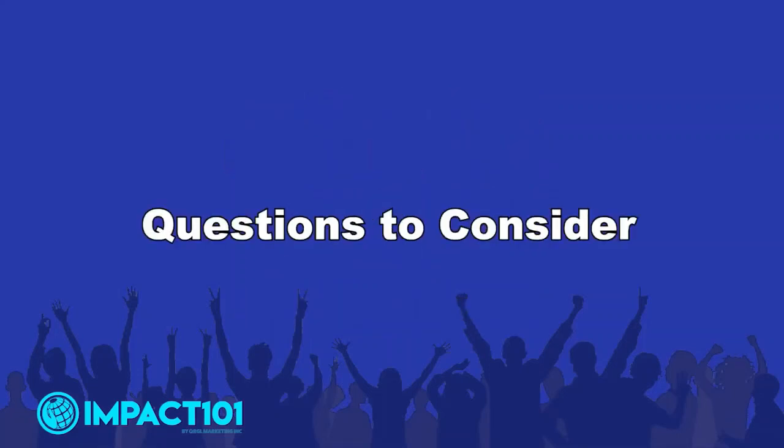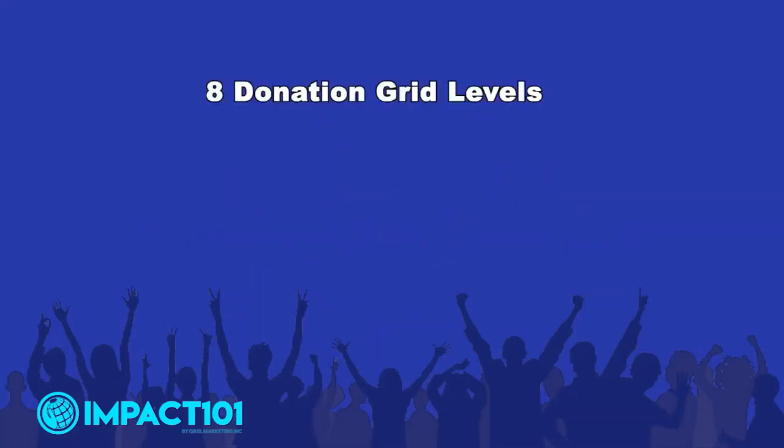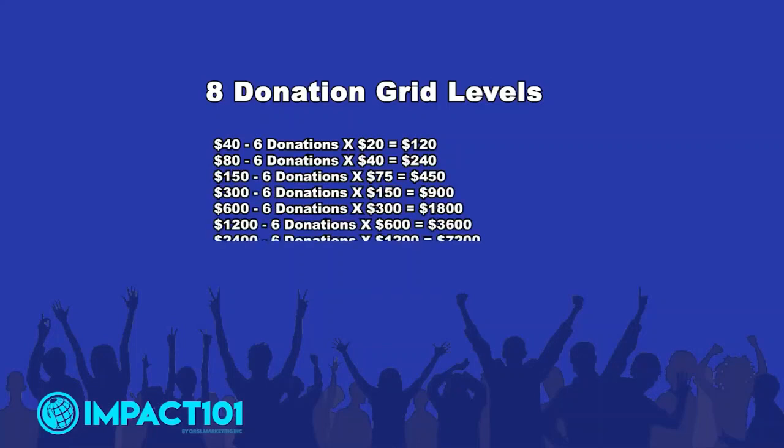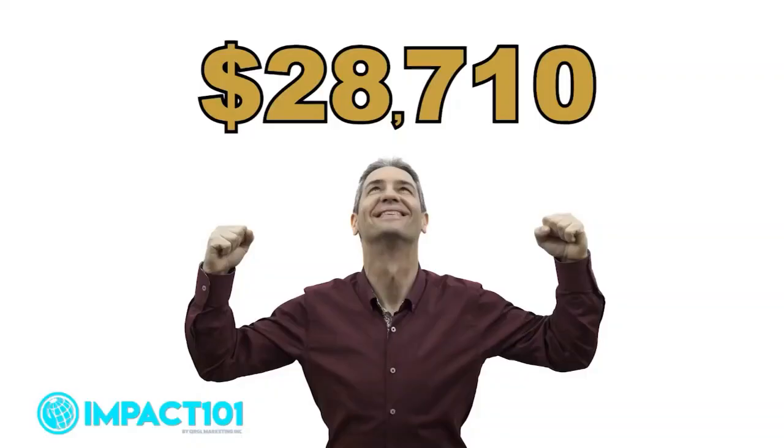So a couple of good questions to ask yourself when deciding are: 1, what levels of donations do I want to receive? Would I be happy with only receiving $20 donations? Or do I want to be receiving $20, $40, $75, $150 donations and more, all simultaneously? If you were in all of the 8 donation grids and you were to just complete each of those grids once a month, you would receive $28,710 for the month. Now that's big.